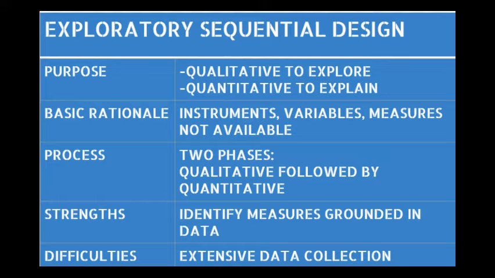The first phase involves qualitative data such as interviews and observations with a smaller number of individuals. Then researchers follow up with quantitative data collection with a larger population. The strengths of this type of research are that it allows the researcher to identify measures actually grounded in the data obtained from study participants. The difficulties with this type of research are that it requires extensive data collection as well as time to complete the process.